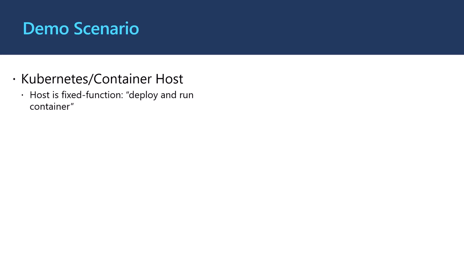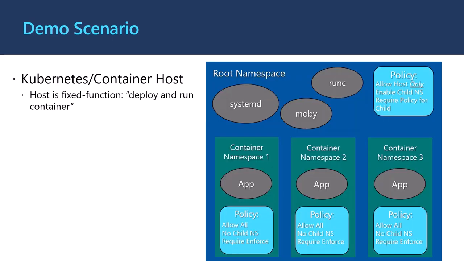So a little less contrived, a little less arcane. Let's walk through more of a concrete example of how something could be set up using this. So we start off, as I said, we're going to use a container or Kubernetes host scenario. The host is still fixed function. It's deploy and run the container. We're just black boxing what the container does. So the system might ultimately look something like this.